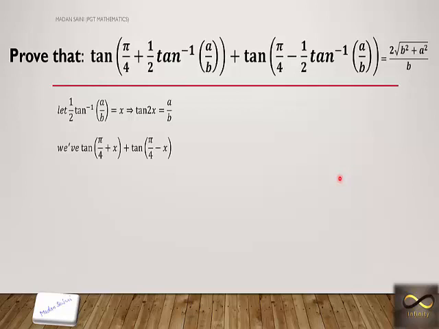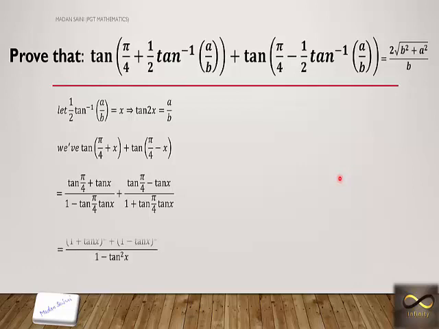Using the formula of tan a plus b and tan a minus b, we have this expression tan pi by 4 plus tan x upon 1 minus tan pi by 4 tan x plus tan pi by 4 minus tan x upon 1 plus tan pi by 4 tan x. As we know, tan pi by 4 is 1, and then simplifying, taking LCM, you will have this expression 1 plus tan x whole square plus 1 minus tan x whole square upon 1 minus tan square x. Again simplifying, you will have 2 times 1 plus tan square x upon 1 minus tan square x.